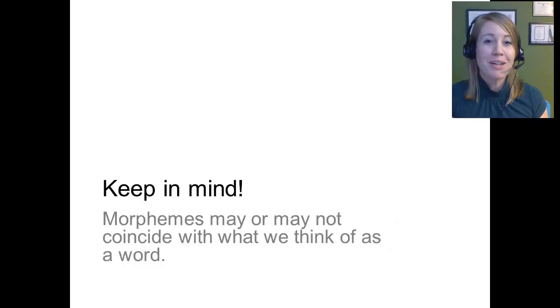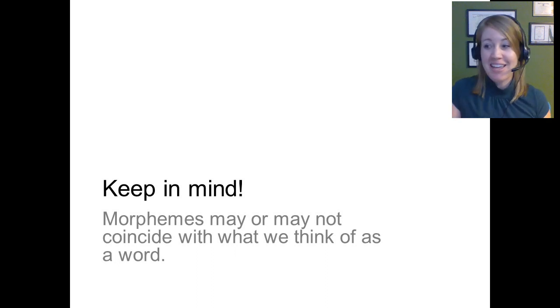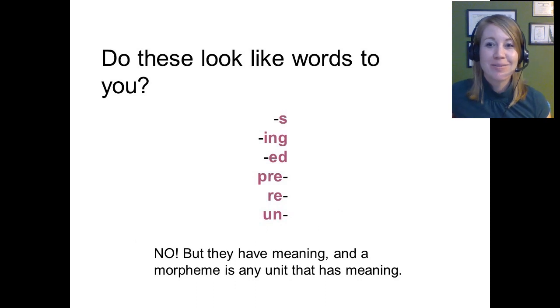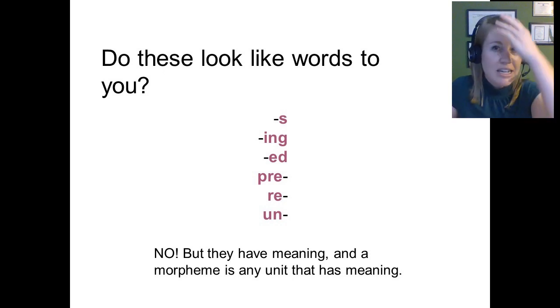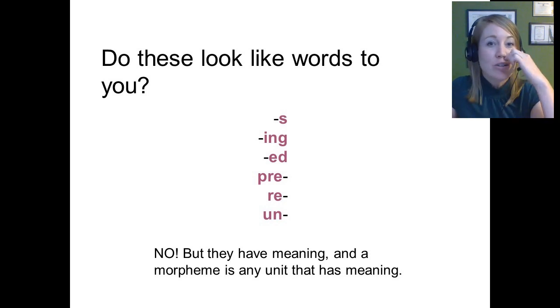So moving forward, keep in mind that morphemes may or may not coincide with what we think of as a word. Do these look like words to you? No, but they have meaning, and a morpheme is any unit of a word that has meaning. So we use the S to indicate plural, and we just saw that with tacos and cats. And we use items just like the other ones on the screen to change or add meaning to these words that we're using.